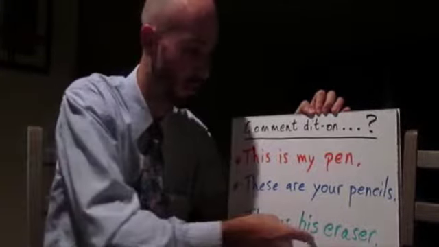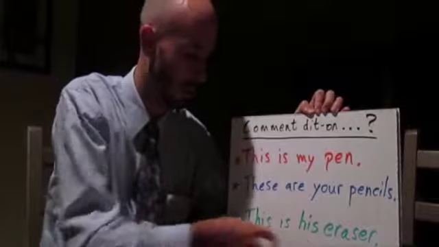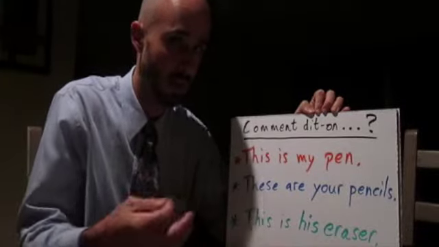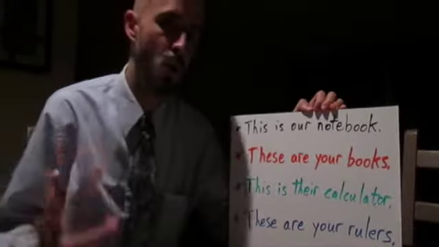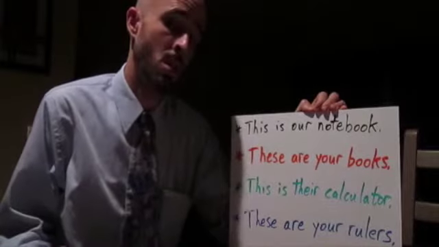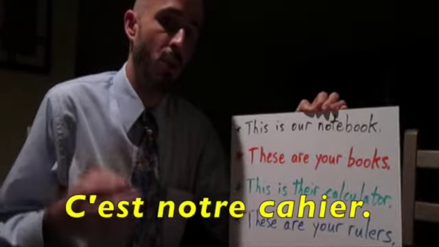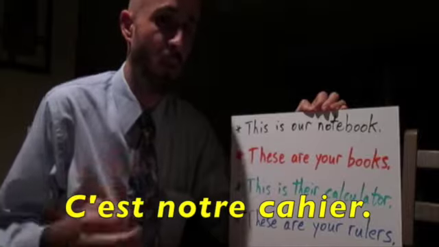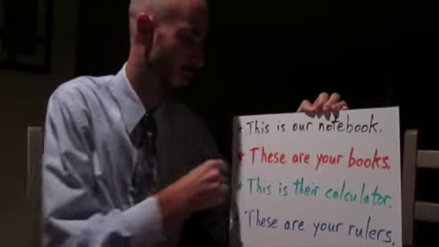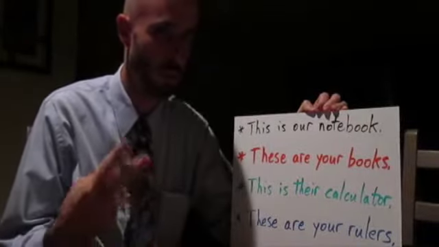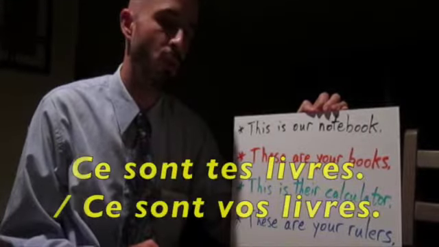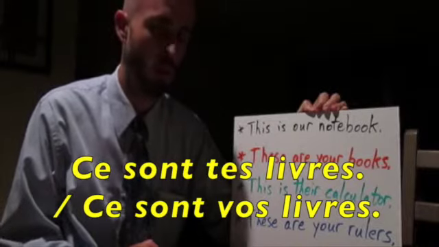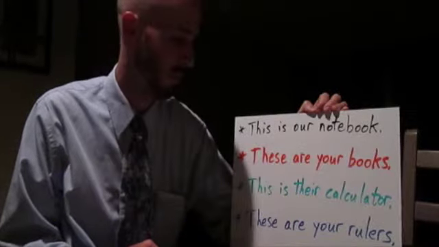And it's sa because the eraser is feminine. Don't make it agree with the guy, his. C'est sa gomme. A couple more examples. This is our notebook. C'est notre cahier. These are your books. Again, there could be two possible answers. Ce sont tes livres, or ce sont vos livres.